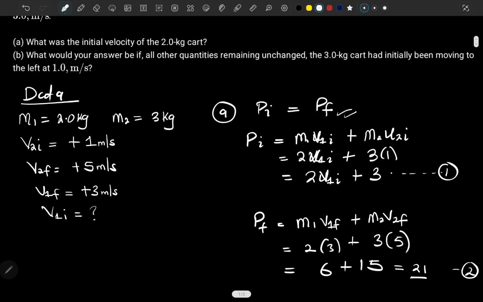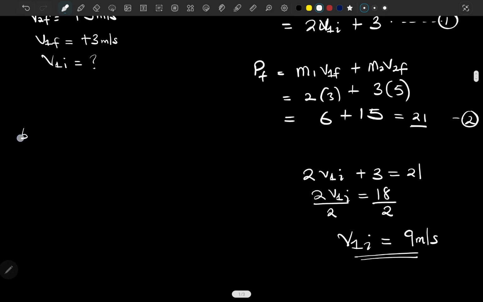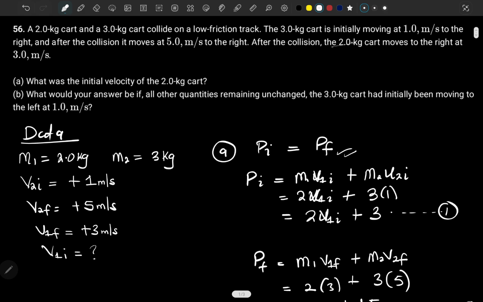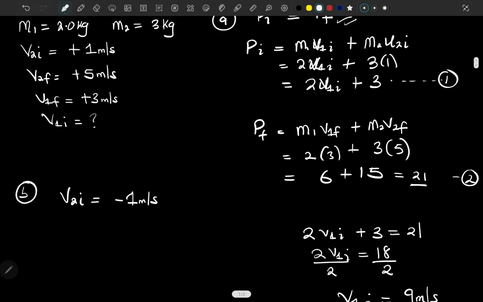What would your answer be if all other quantities remained unchanged, but the 3 kg cart had initially been moving to the left at 1 meter per second? Meaning, in our scenario in B, our V2I is now negative 1 meters per second. If it was moving at 1 meter per second to the left, the initial velocity of the 3 kg cart is now negative 1 meters per second.